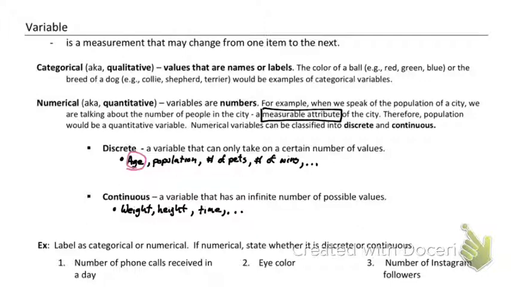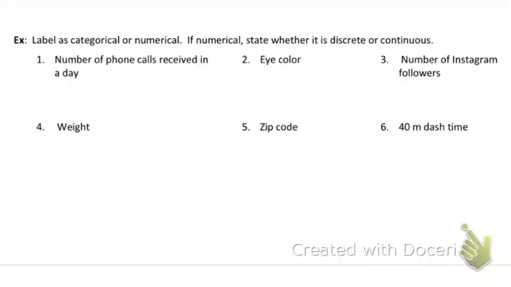All right, questions on discrete or continuous? Then let's check if we understood it. We have to label each of these as categorical or numerical. If it's numerical, state whether it is discrete or continuous. So once again, if it says numerical, you then have to say discrete or continuous. The number of phone calls received in a day. First of all, is it numerical or is it categorical? Anna? It is numerical, which means we have to go one step further.